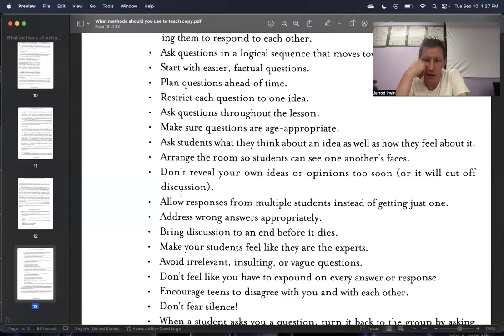Okay, I already said that. Encourage teens to disagree with you and with each other. What do you guys think about that? Just so long as it's not abrasive or attacking, you've got to judge the room. If you've got a sensitive soul in there, I think I'd be careful advancing that.